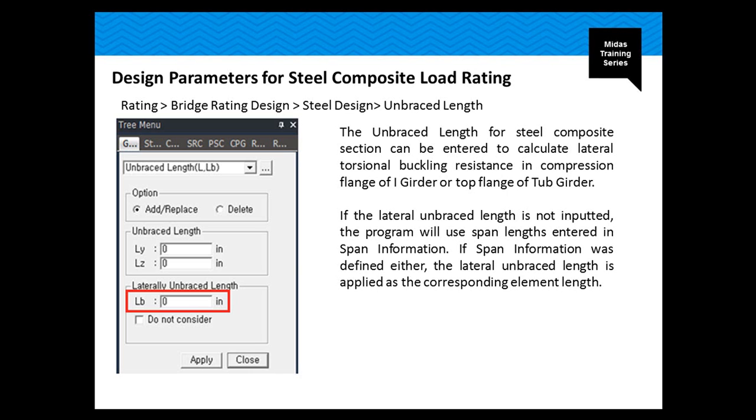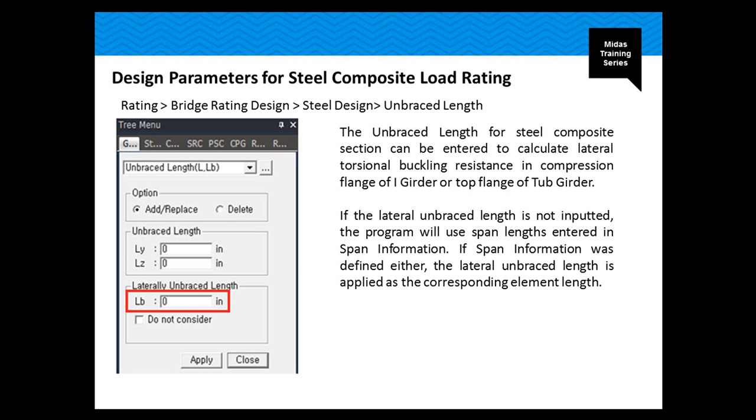If the lateral brace length is not inputted, the program will use the span length, entering the span information. There is a span information that you can also apply in the program, and the program is going to use that as a reference for the brace length. If the span information was not defined, the lateral brace length is applied to the corresponding element length. Then, so depends on how much you divide that element in your bridge, then the program is gonna take that.